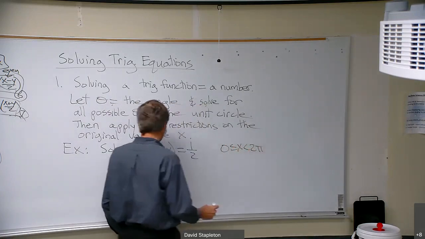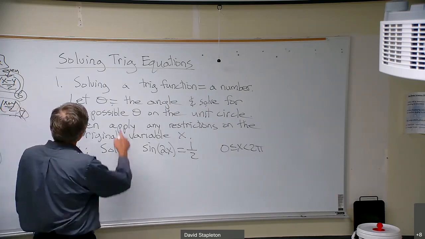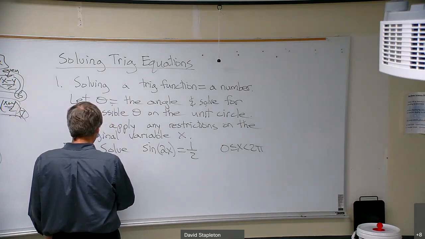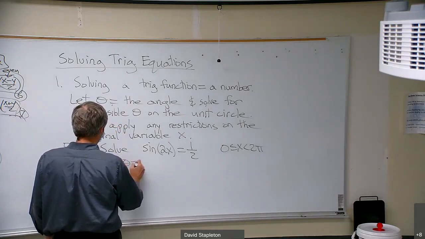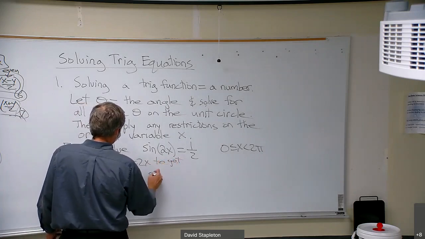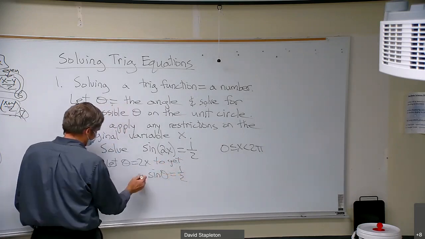That's the restriction, right? How do I find all possible x within one rotation, because I'm only interested in the direction x points, that satisfies sine 2x equals a half? Trig function equals a number. Well, I can appeal to the unit circle by writing theta equals 2x. I write this now as sine theta equals a half. That's a little easier, right? And I'll put that on the unit circle.